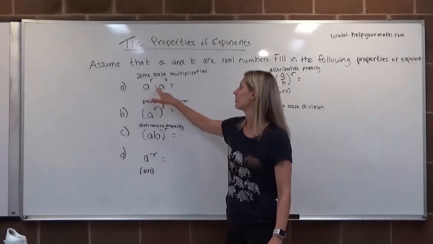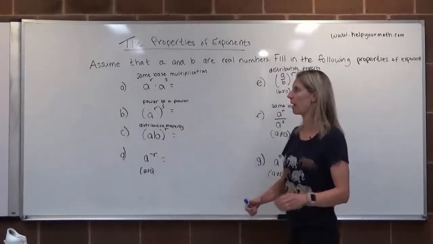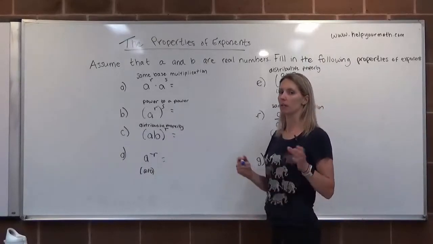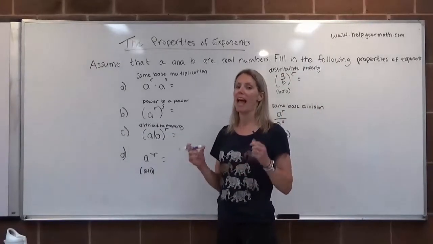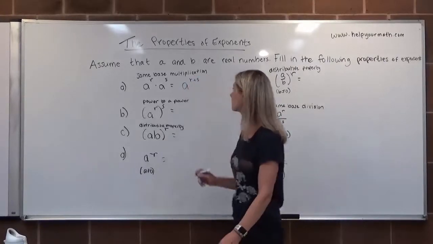The A here, that's called the base, and the R and the S are the exponents of these particular powers. So when we have the same base, A to the R times A to the S, we can combine them into one single base by adding the exponents. So it'd be A to the R plus S.